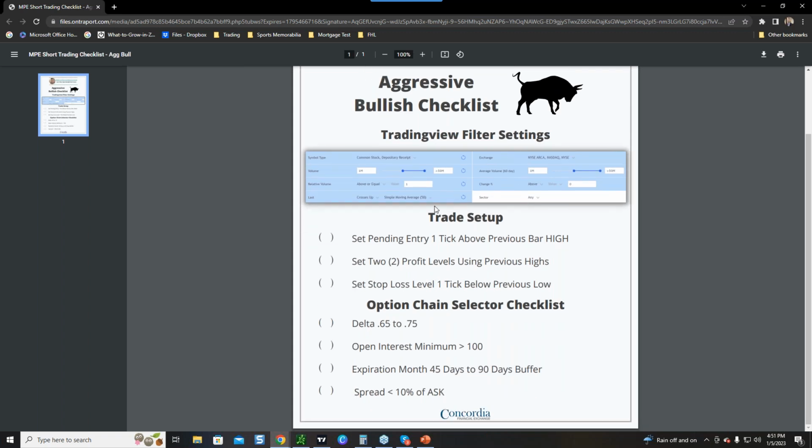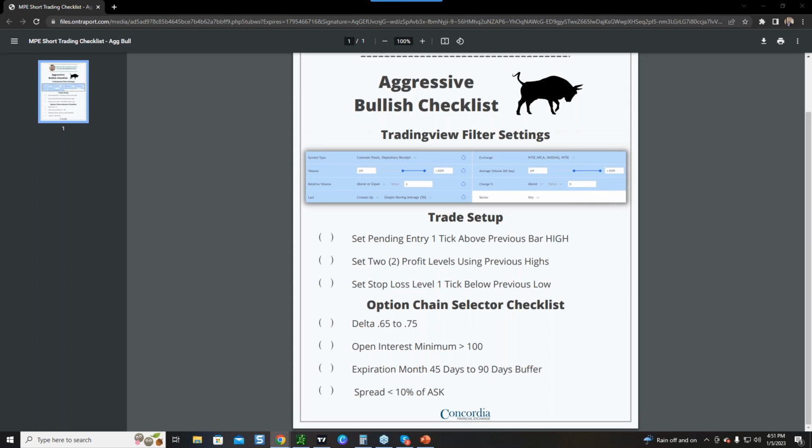Then below here it says trade setup. So set pending entry. The key is pending. Okay, this is a pending entry, meaning it's in advance of the market being there. I trade right now. It's 4:51 on the East Coast. The market's closed. This is when I trade. It could be now, it could be 7 o'clock, it could be 8 o'clock, it could be 9 o'clock.